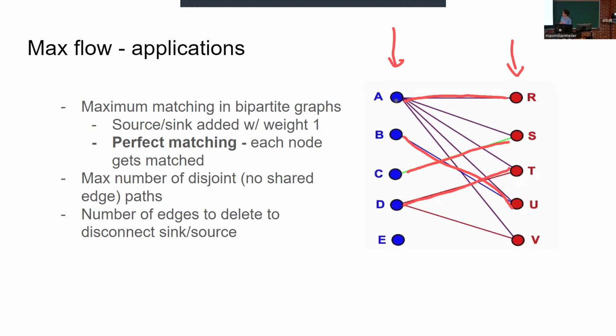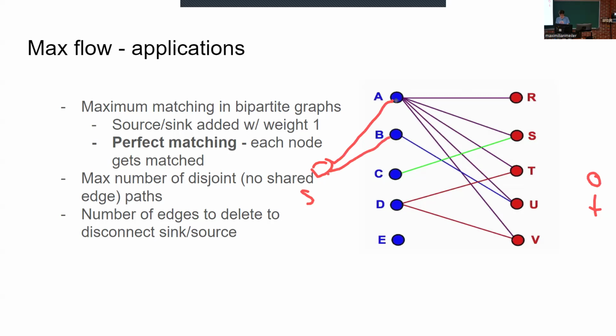And to find the maximum matching, that is the maximum number of nodes that we can pair up from these two sets, we can actually use max flow. There was this definition of a perfect matching where each node gets matched. Unfortunately, this can't be the case here. Not sure how important that is, but how do we actually use max flow to calculate this max matching? Well, what we do is we add a sink and a source, and we connect the sink to all the nodes on one end, and the source to all the nodes on the other end.